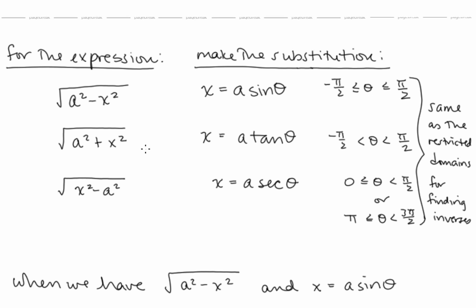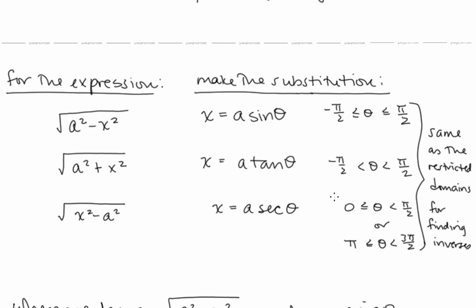Now for radical a squared plus x squared, because we're adding here, this sum is always going to be greater than or equal to 0. X can take on any value, but again, we want those x values only to be taken on once for each theta. So we want to restrict our substitution here for theta values between negative pi over 2 and pi over 2. Again, the same interval that we restrict to when we're looking for an inverse function for tan theta. And similarly for radical x squared minus a squared using the x equals a secant theta substitution.